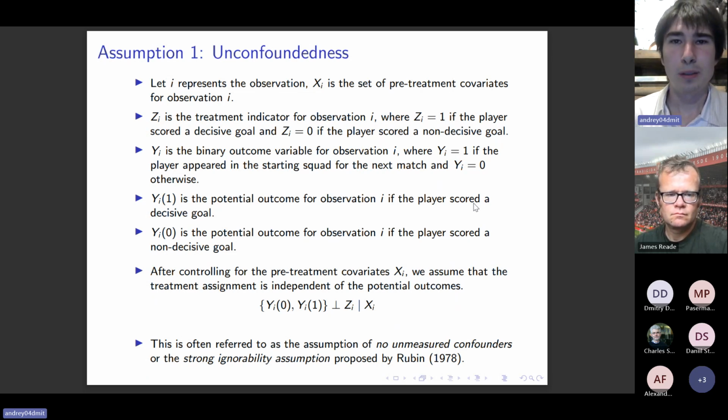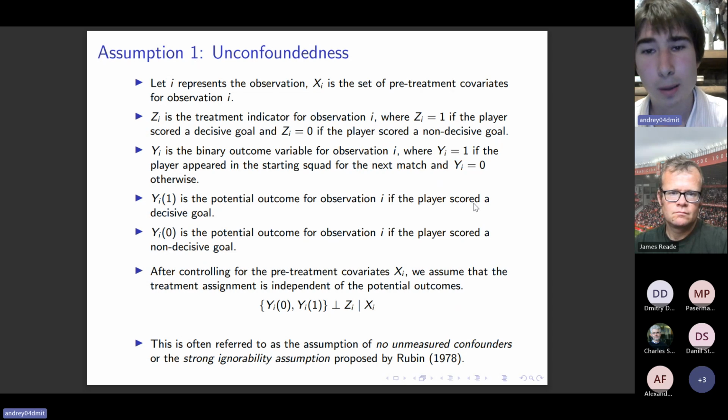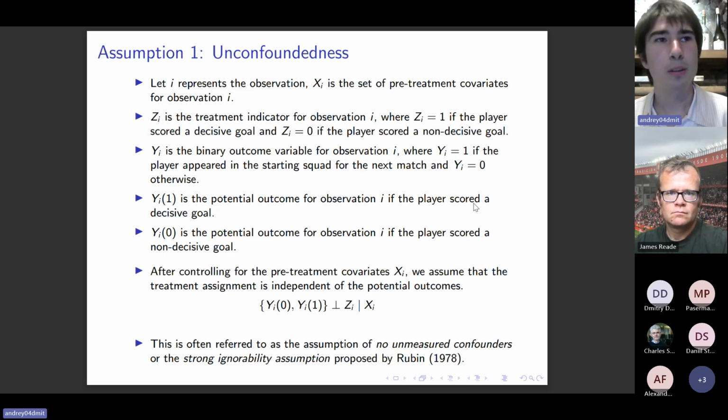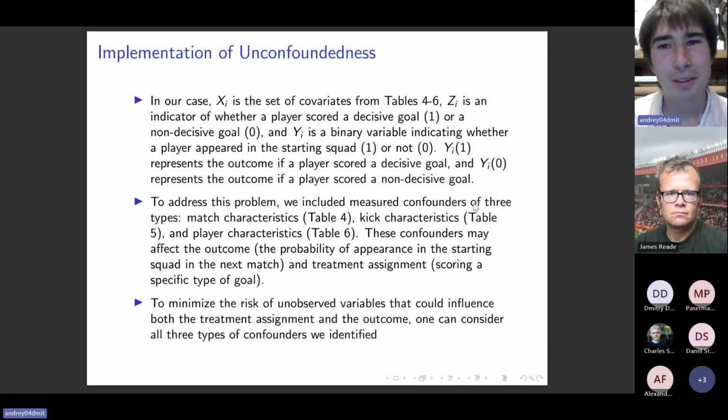So, what's the definition of unconfoundedness? After controlling for the pretreatment covariates X_e, we assume that the treatment assignment is independent of the potential outcomes. Here you can see this definition with quantifiers. This is often referred to as the assumption of no unmeasured confounders, or the strong ignorability assumption proposed by Rubin. It's very difficult to ensure that this assumption holds, because otherwise we won't estimate the average treatment effect, and the research wouldn't be so nice, you know.